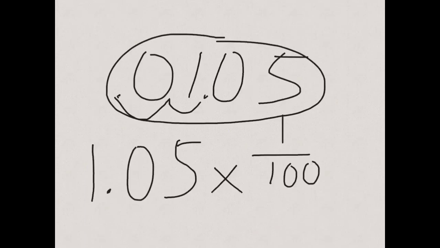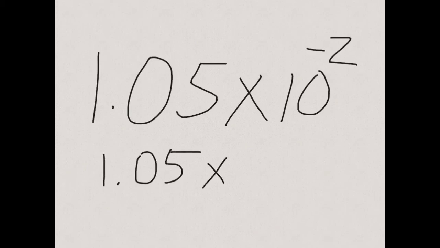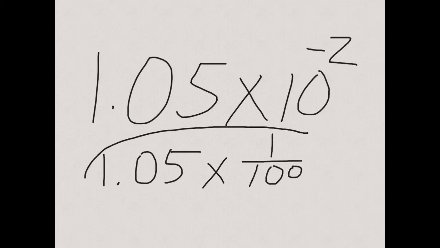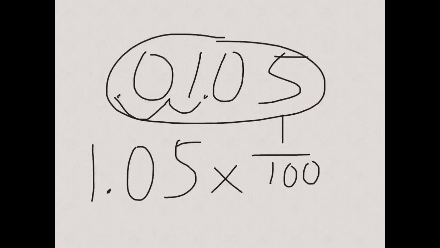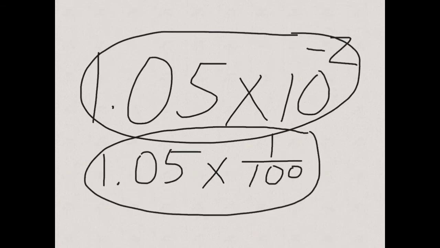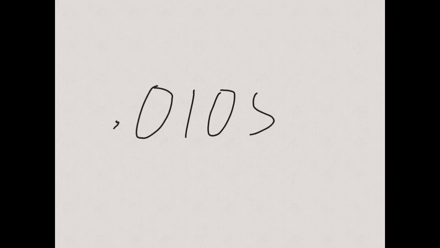So that would be 1.05 times 10 to a negative 2. Which is the same as 1.05 times 1 over 100. Which this is the same as this, and will lead to the original number. Sorry, because I know I'm jumping around a lot. It'll lead to 0.0105. Okay?